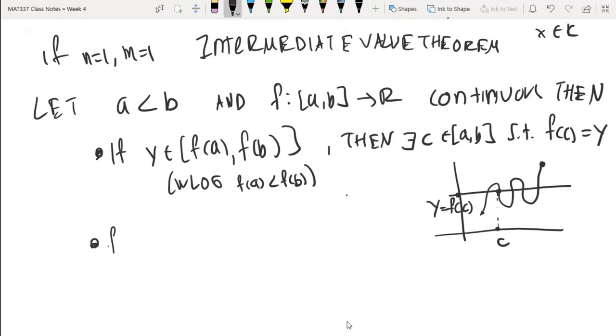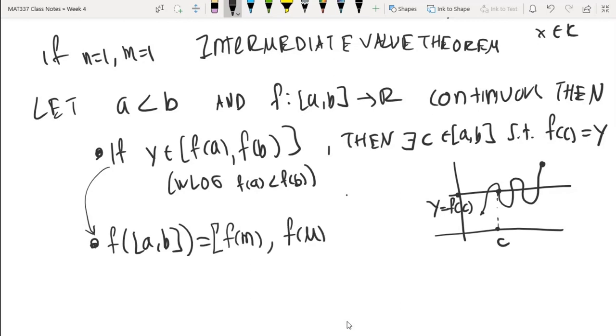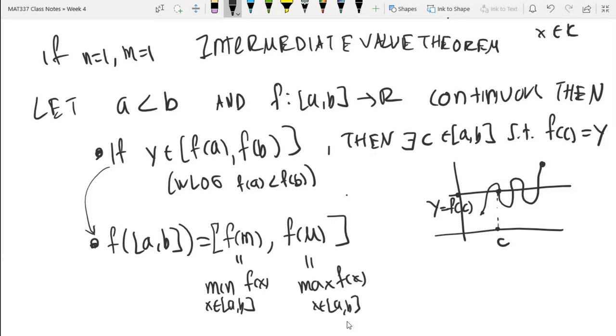And the second one is the image of that interval. So this implies, right, so m, where this is the min, and this is the max. All right.